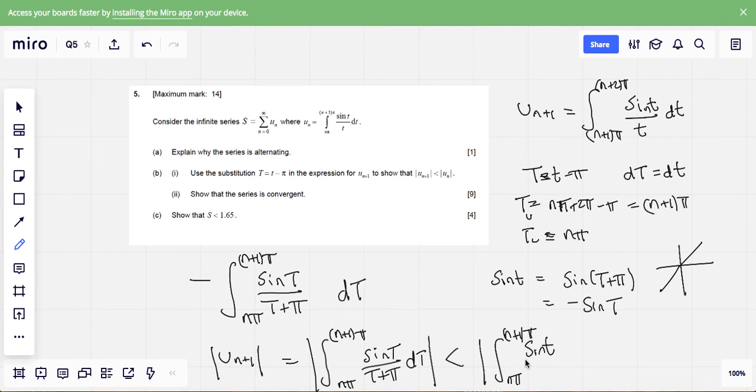Now it doesn't really matter if it's big T or small t, because at the end of it, they're just variables within the integral. They're not actually the issue. So what really is the issue is that t plus pi, as it goes between these two values of n pi and n plus 1 pi, is bigger than t. So overall, it's less than. So that means we've shown that un plus 1 is less than un. And I'll stop the video there, and we'll do part 2 in a minute. Okay?